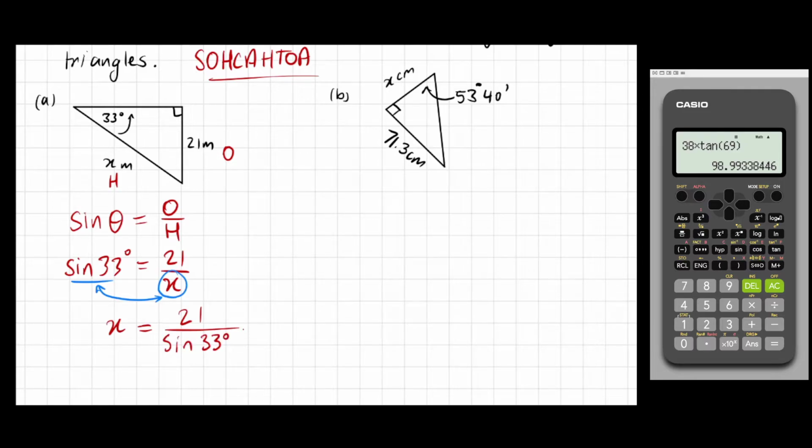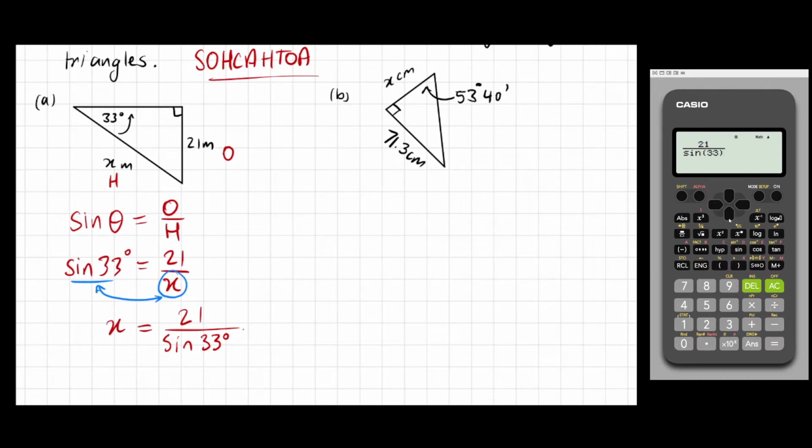Now, if you want to know why we can do that, I'll do a little mini proof of why this works once we get to the end of the video. So once we do these two examples, I'll show you why this actually works. But I find that that's the quickest way to do it. We just swap those guys around, okay? And then we can just put this straight into our calculator as it stands. So x is equal to 21 over sine 33.